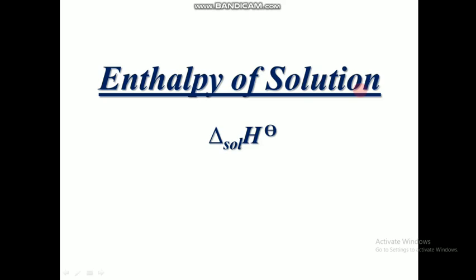So what is a solution? A solution is solvent plus solute. When we add a particular amount of solute, for example NaCl, and mix it in a solvent like water, we get a solution. Whatever enthalpy change happens in the process of making up the solution is known as the enthalpy of solution.